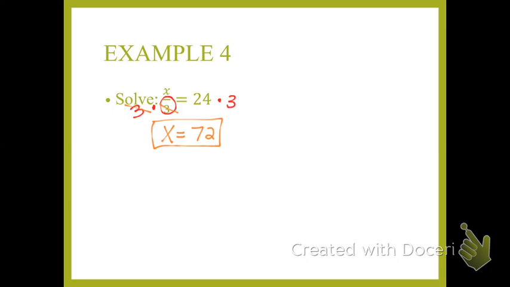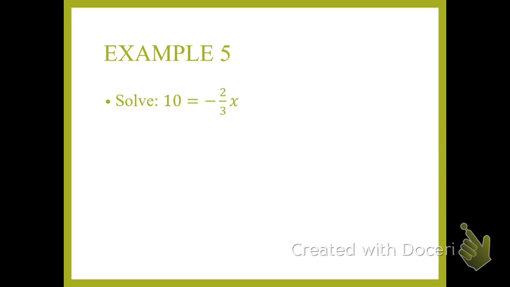And don't forget to do a quick check by going back to your original problem, and instead of x divided by 3 equals 24, plug in the 72. So we've got 72 divided by 3 equals 24. That does check out, so I know that my answer is correct.